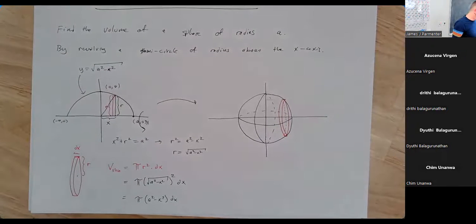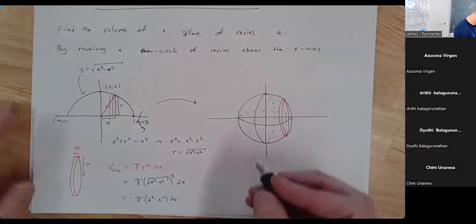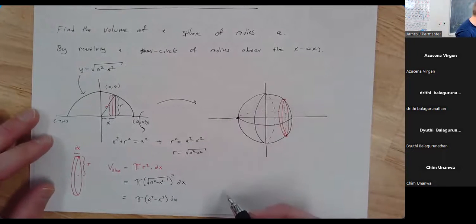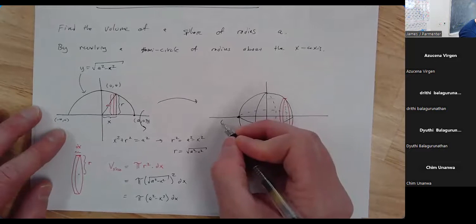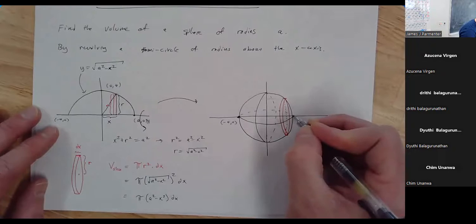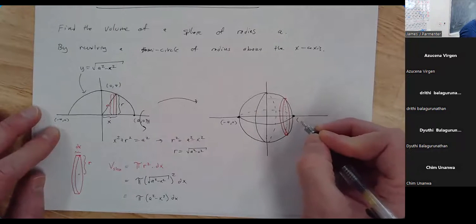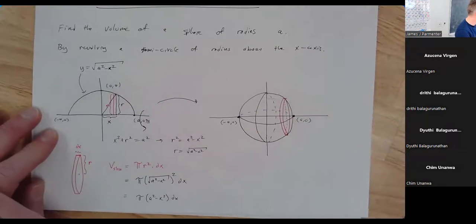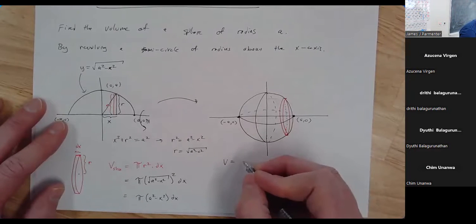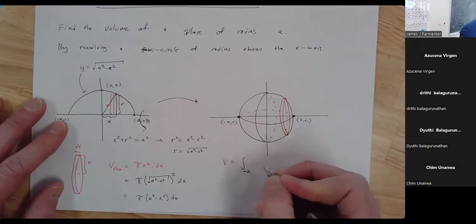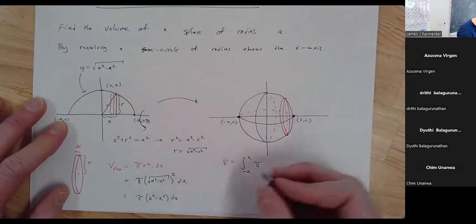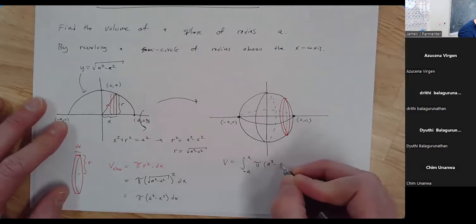And now we want to add up all the slices. How far left do my slices go? All the way over to negative a. And how far right do my slices go? All the way over to a. So the total volume here is going to be the integral from negative a to a of pi times a squared minus x squared dx.